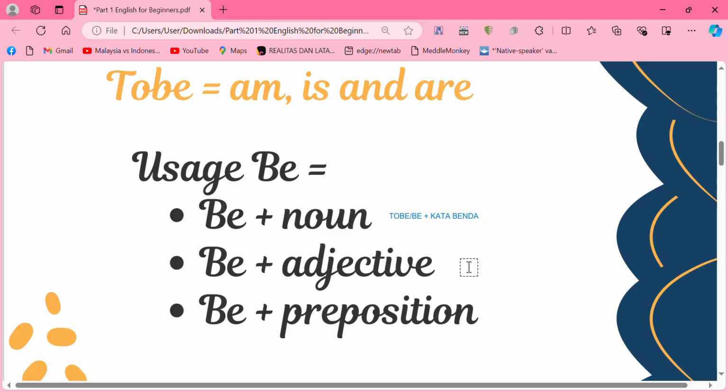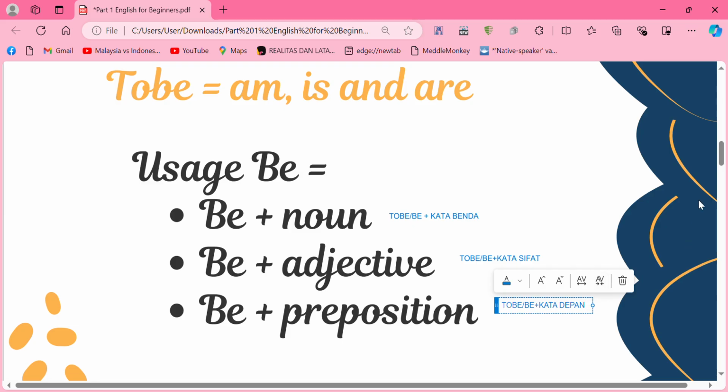Lalu di bawah, to be atau be bisa ditambah dengan kata sifat. Kata sifat. Oke. Berikutnya to be atau be bisa ditambah dengan kata preposition atau kata depan ya. Kata depan. Oke, kata depan atau posisi ya.